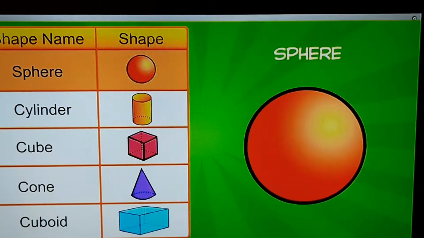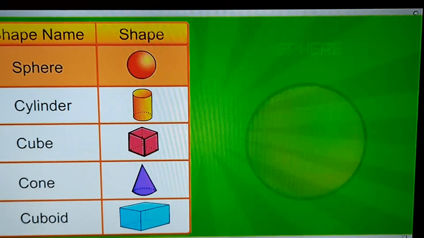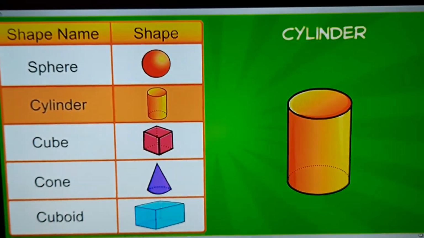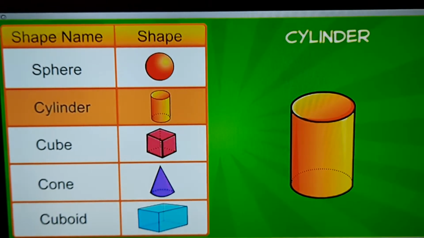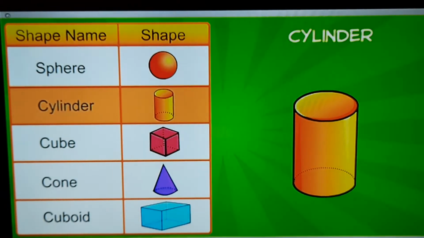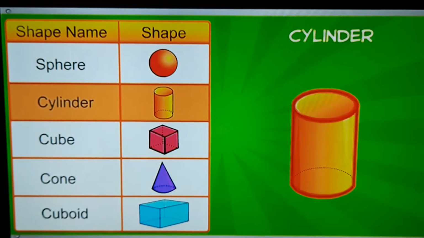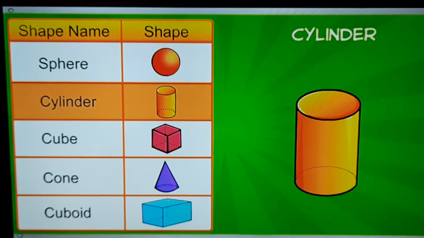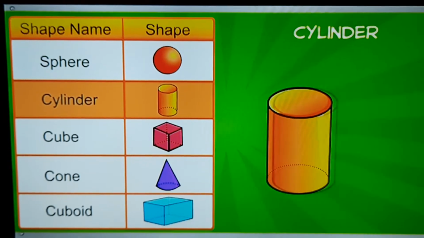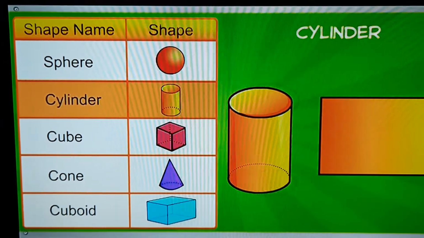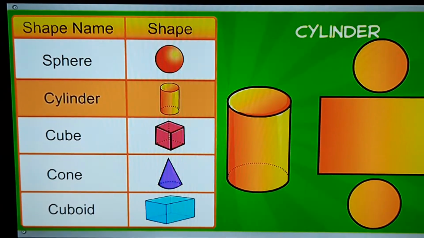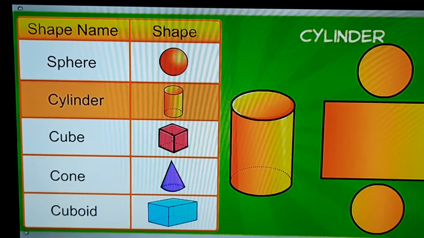A sphere looks like this. This shape is called a cylinder. See it carefully. Look for two shapes that form a cylinder. Can you see a rectangle and two circles at its two ends?